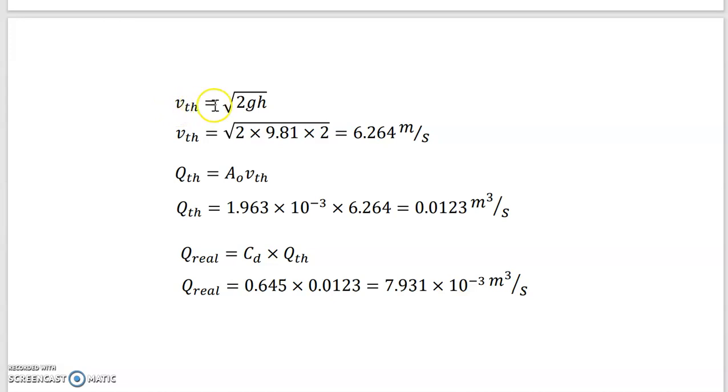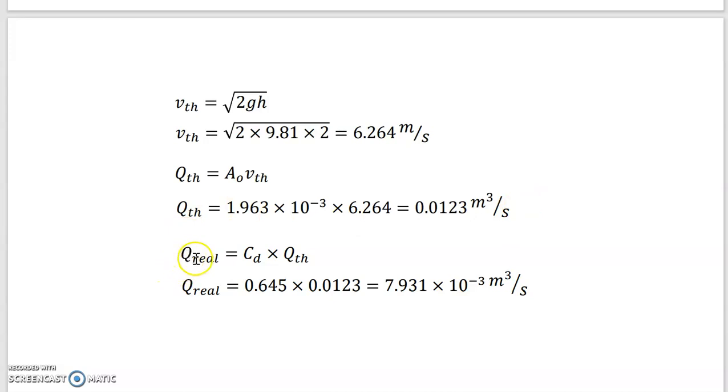So we calculate the theoretical velocity by using the formula square root of 2gh, and then you get 6.264 meter per second. And then you use it to calculate the theoretical flow rate. So we have A times V, so we have A of the orifice, that is 1.963 times 10 to the negative 3, times the theoretical velocity, that is 6.264. So we get 0.0123 meter cube per second.